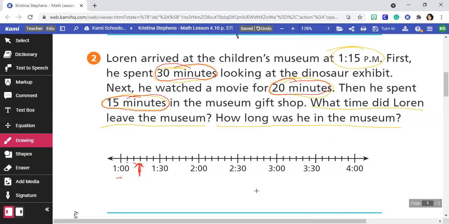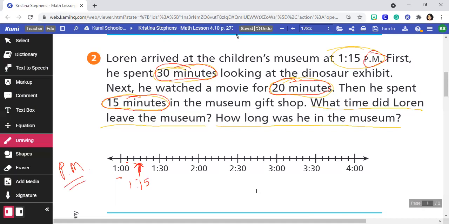Okay, welcome back. Hopefully you have some annotations on your number line. I am going to do this with you. So he spent 30 minutes. I know that right now the time is 1:15. And they didn't say PM on the number line, but I know from the problem up here that we are dealing with PM. So I just made myself a little note over there. You might not need to do that.